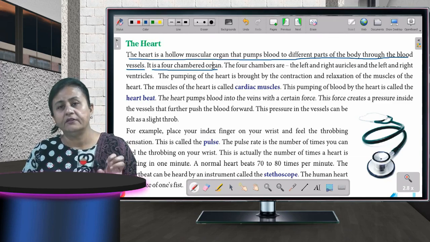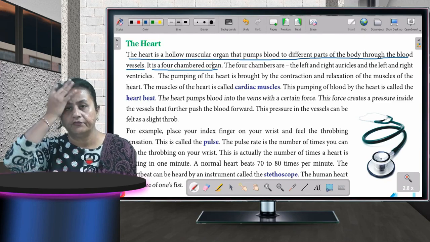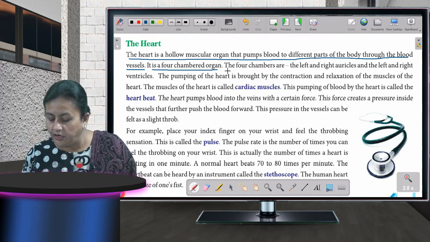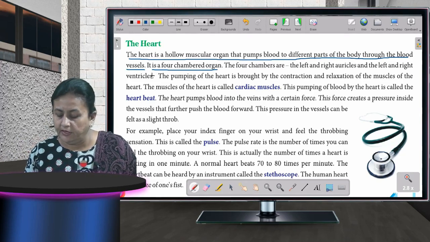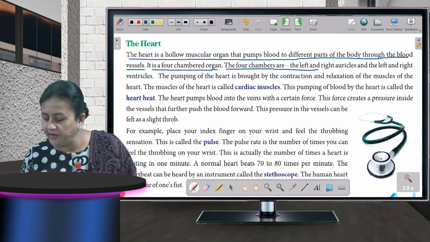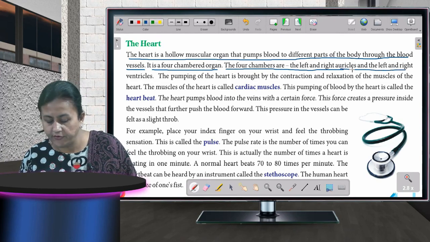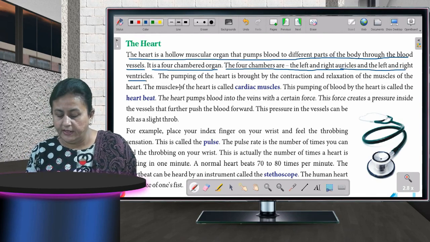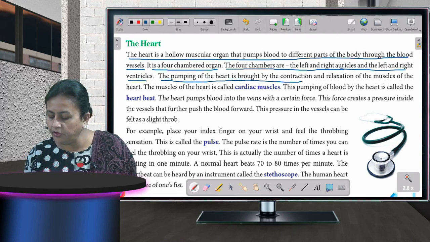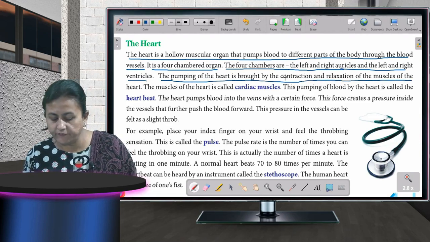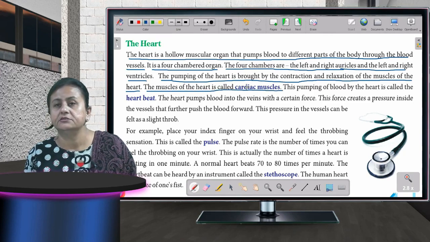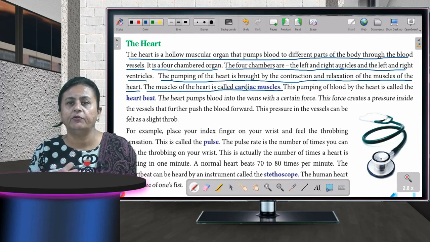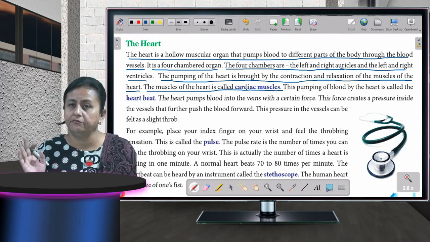Then what is the function of the heart? It pumps the blood to different parts of the body. Now, as I told you, the heart is 4 chambered. The 4 chambers are the left and right auricles and left and right ventricles. The pumping of the heart is brought by the contraction and relaxation of the muscles of the heart. What do we call the muscles of our heart? We call it cardiac muscles.